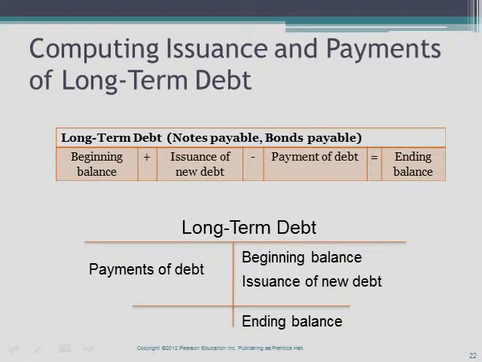The beginning and ending balances of long-term debt or notes payable or bonds payable come from the balance sheet. If either new issuances or payments are known, the other amount can be computed. Interest expense from borrowing is part of net income and therefore is included in the operating section of the statement, not here with the payments of debt.